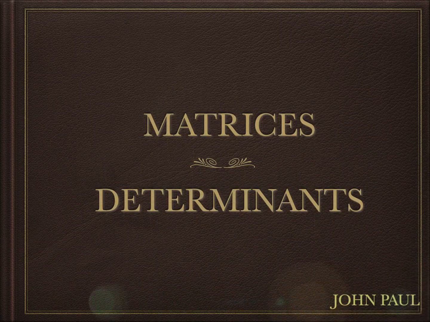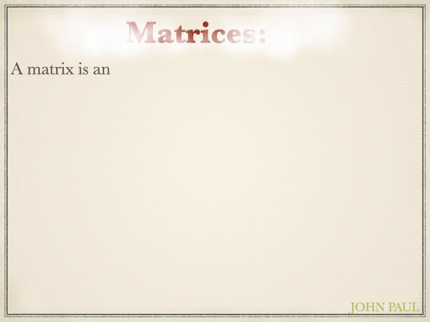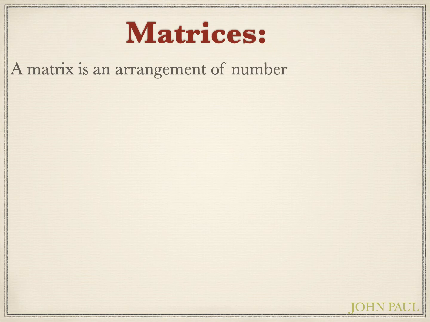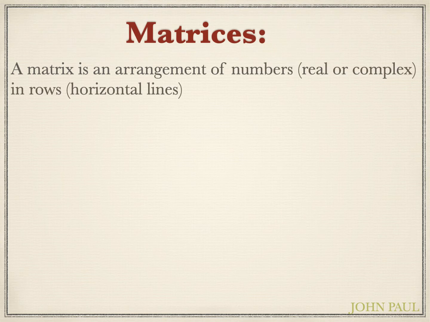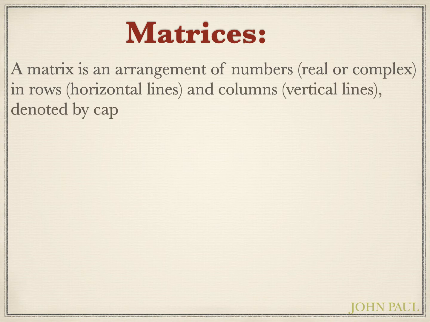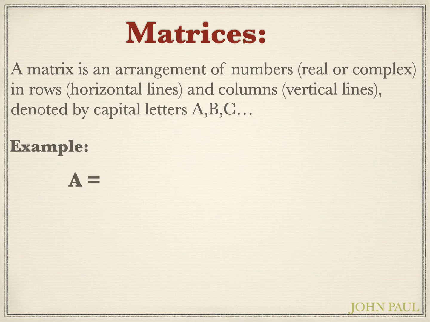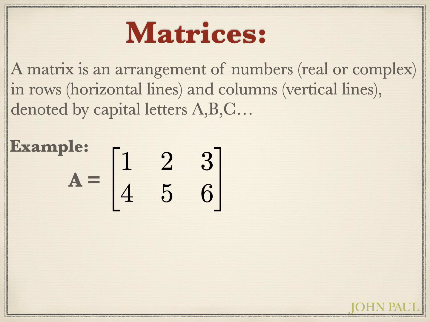Matrices and determinants. A matrix is an arrangement of numbers, real or complex, in rows (horizontal lines) and columns (vertical lines), denoted by capital letters A, B, C, etc. Example: A equal to a matrix 1, 2, 3, 4, 5, 6 is given.